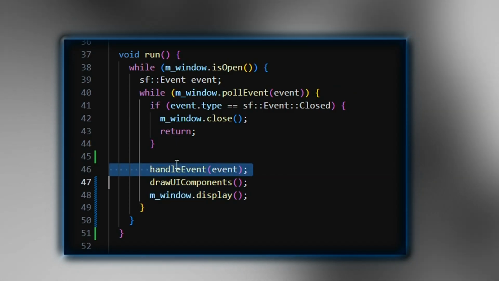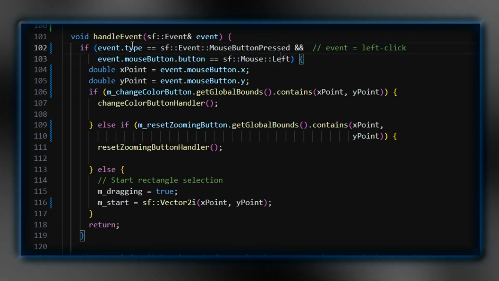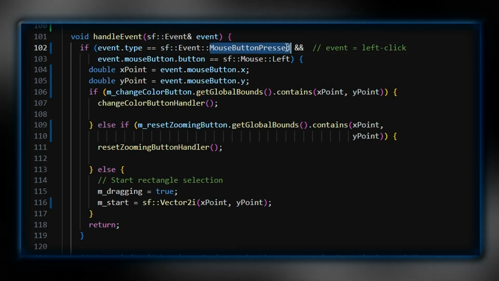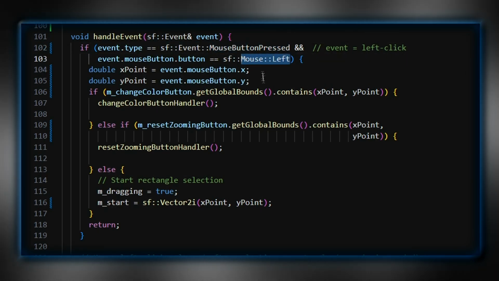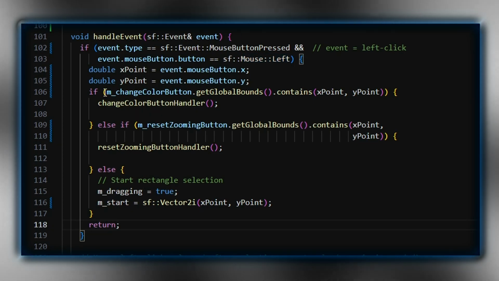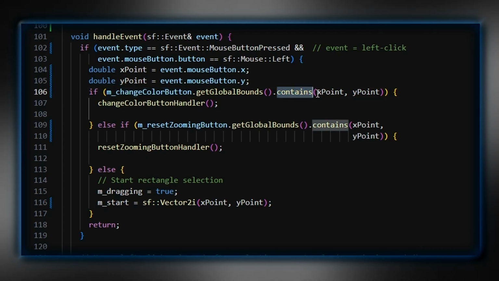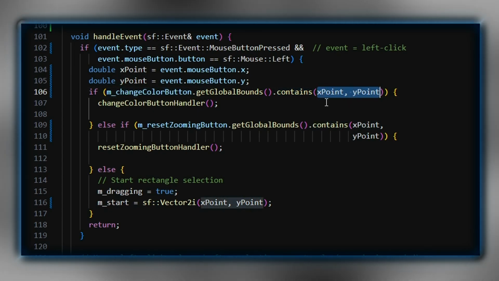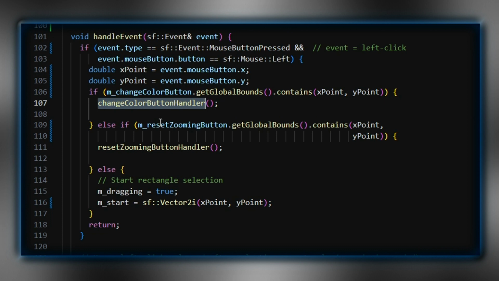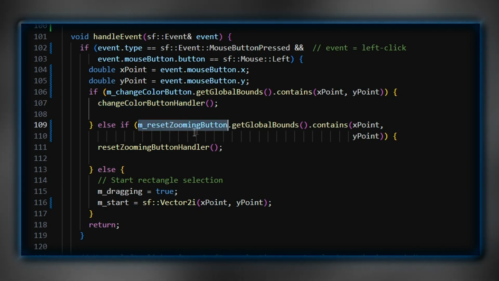Let's have a look at the handleEvent method. First, it checks whether the event is a left click, that is, event type is mouse button pressed and the button is mouse left. If so, there are three possible scenarios. First, we could click one of the two buttons. Here I check if the change color button contains a point on the window where we clicked the mouse. If so, it calls a handler for this button, and I do the same for the other button, which is a button to reset zooming.